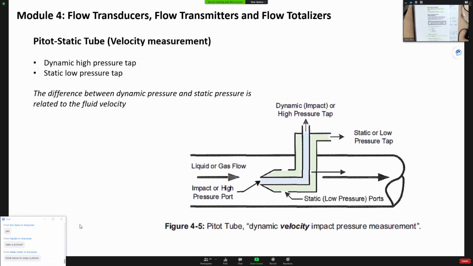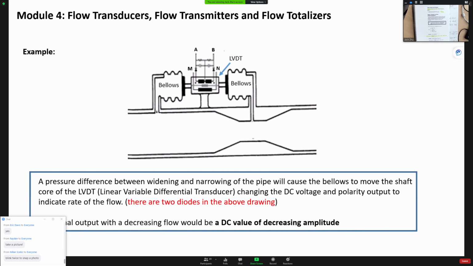Hey, sorry, Jack, the signal output with the decreasing flow would be DC value, decreasing amplitude. But what did you say for AC? Because of the diodes down here, you're not going to output AC. It's going to output DC. Because it's a kind of multiple choice question, they could give you the answer as a decreasing AC value or a decreasing DC value. That's why I try to emphasize there are diodes in there, so it's a decreasing DC value. Okay, gotcha.